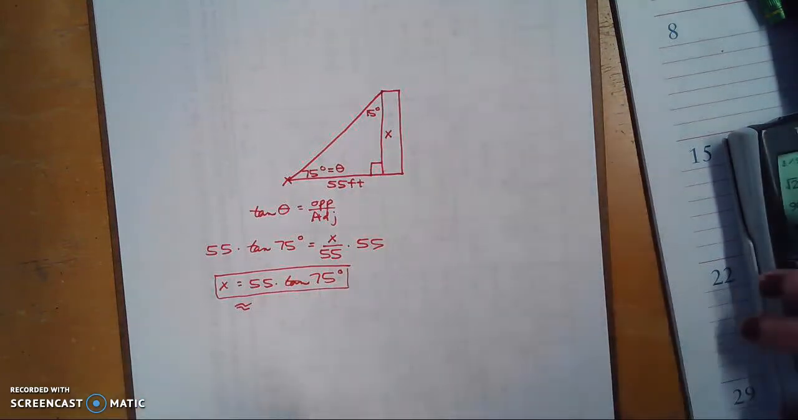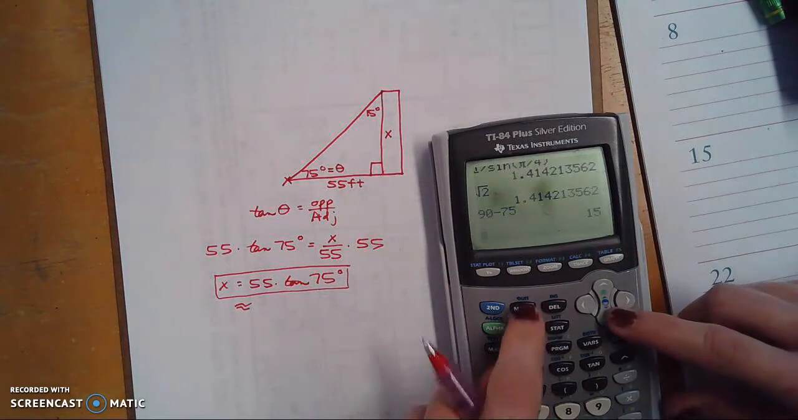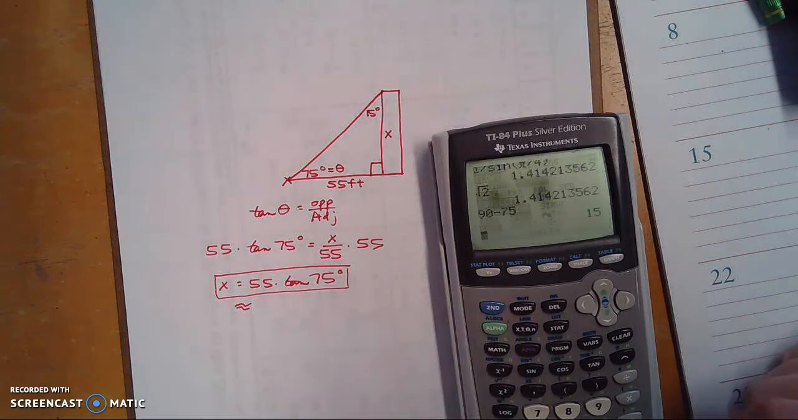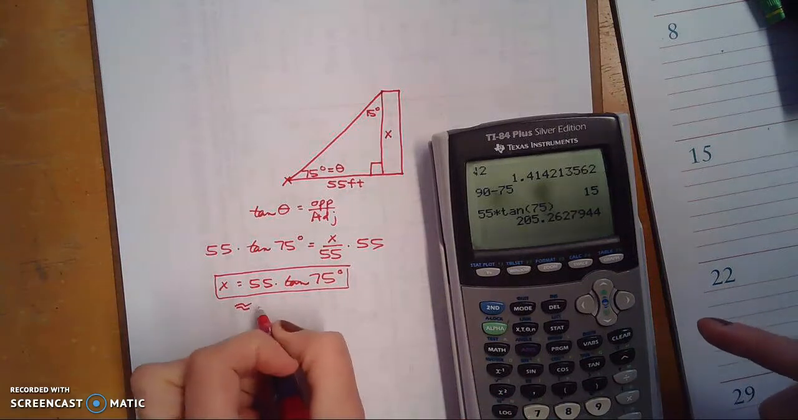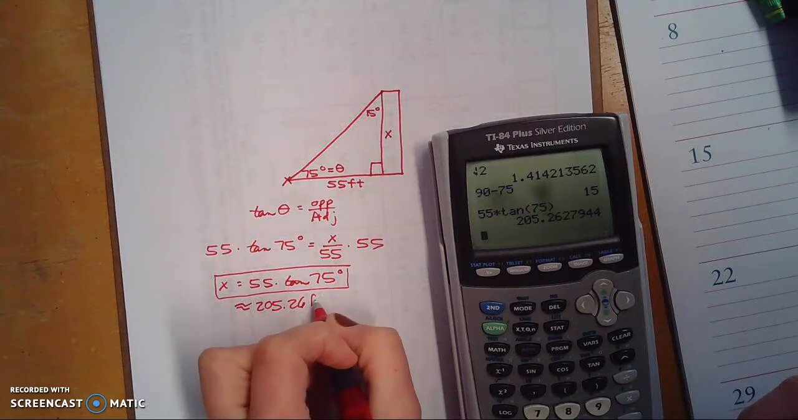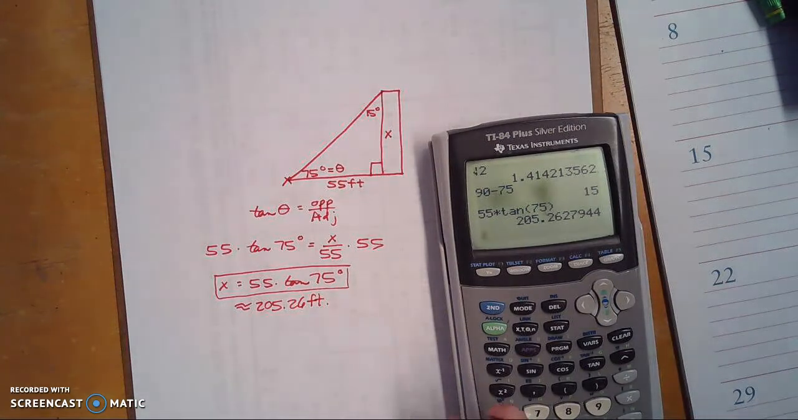I can then go in and give a decimal approximation. So again, make sure you're in degree mode. I am now in degree mode. I'm going to type in 55 times the tangent of 75. I'm going to round that to two decimal places. It would be approximately 205.26 feet would be the height of the tower.